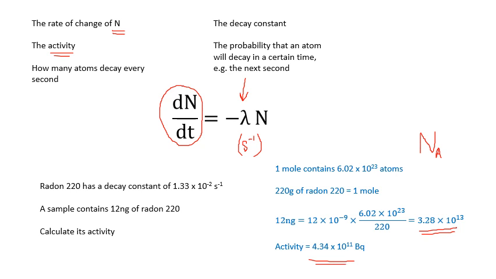So now that we have n and we know lambda, we just multiply them together and we get the activity. The minus sign is there because it's a decay, because delta n is negative. N is getting smaller, so strictly speaking there should be a minus in there because it's a radioactive decay. dn dt, the gradient of the graph, is negative.